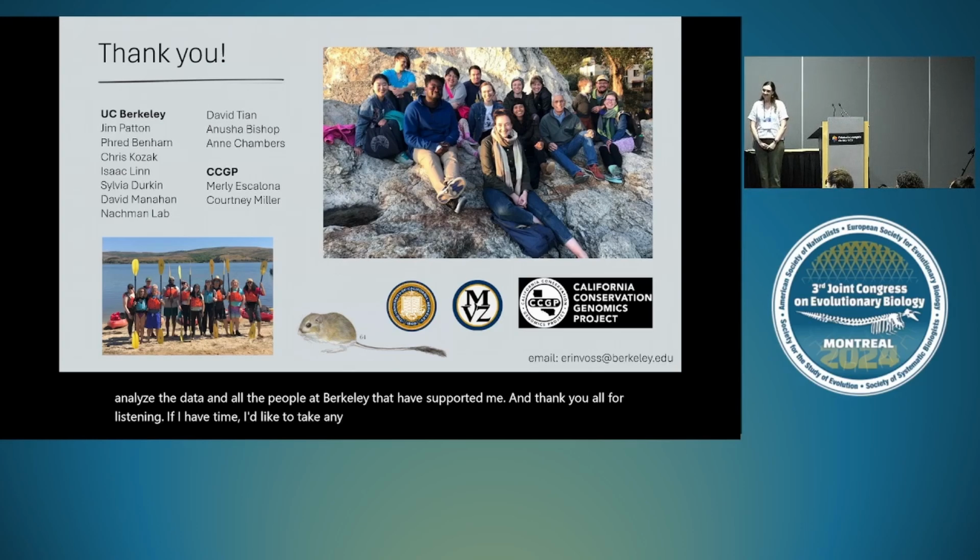How well does range size actually correspond to population size? Yeah, that's a good question. For the kangaroo rats, I'm not sure.